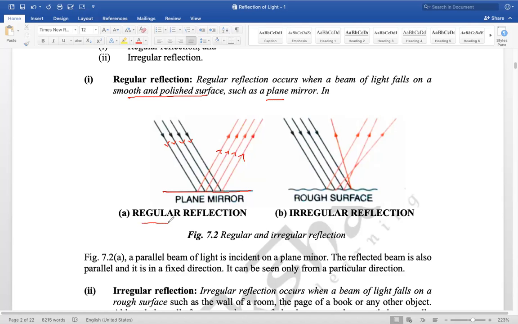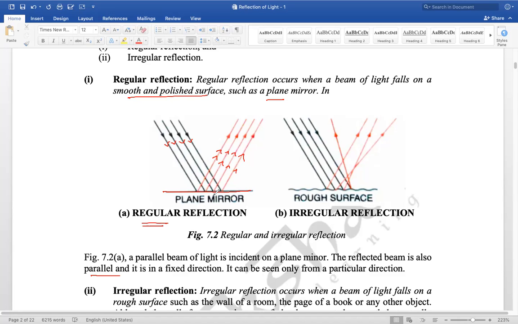In this figure, where regular reflection is happening, a parallel beam of light is incident on a plane mirror. The reflected beam is also parallel and it is in a fixed direction. So each of these reflected rays, they are also parallel and it is also again in a fixed direction. So it can be seen only from a particular direction. Okay.